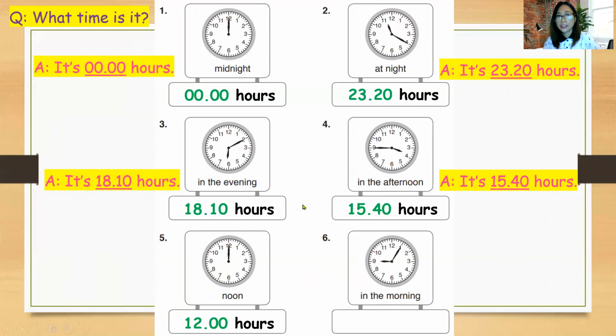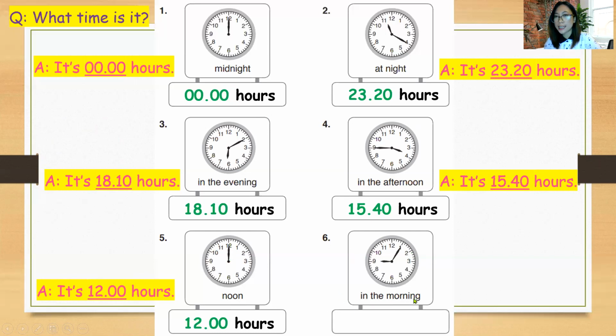Okay, this is just the same as the first clock, but it's at noon. So we write 12 hours. What time is it? It's 12 hours. Very good.